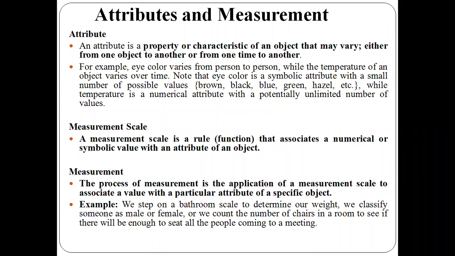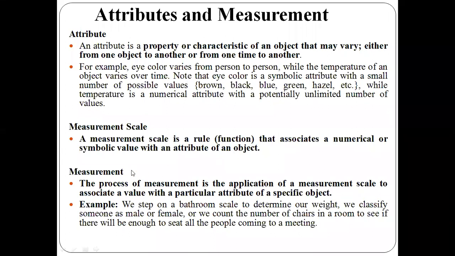That is also a kind of measurement scale, the measuring scale which you are using, or the weighing machine which you are using. It will be having its own rule or function. Using that rule or function, you will be associating the values to the attributes of an object. That is called a measurement scale. So measurement scale is just like one device, and that device will be having its rule or function. That rule or function is going to associate the numerical or symbolic value to the attribute of an object. So now coming to what is measurement.